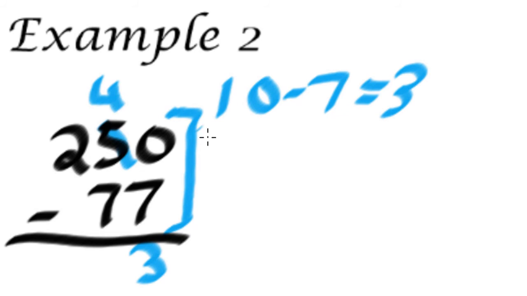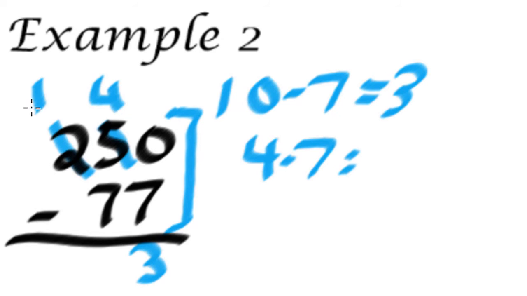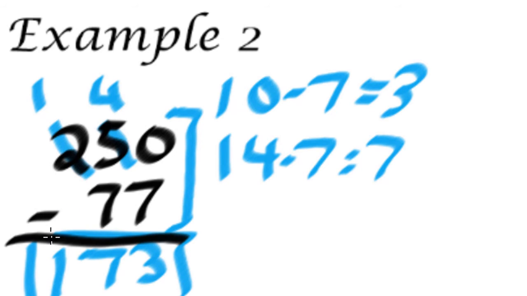If we go to the tens place, we again take a look at saying 4 minus 7, and realizing that we can't simply subtract it like that, so we take away 2, make that a 1, our 4 becomes a 14, and 14 minus 7 is 7, so our 7 goes into the tens place. And now for the hundreds place, 1 minus 0 is 1, giving us a final answer of 173.